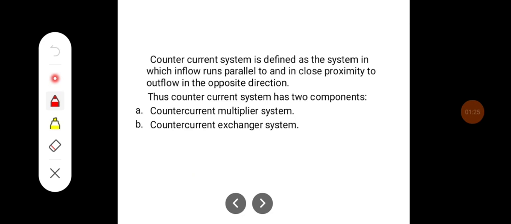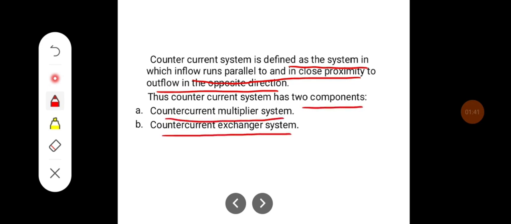The countercurrent system is defined as a system in which inflow runs parallel to and in close proximity to outflow in the opposite direction. Thus, the countercurrent system has two components, that is, the countercurrent multiplier system and the countercurrent exchanger system.